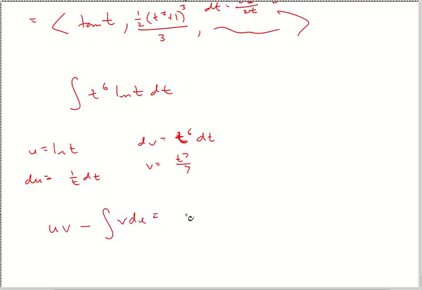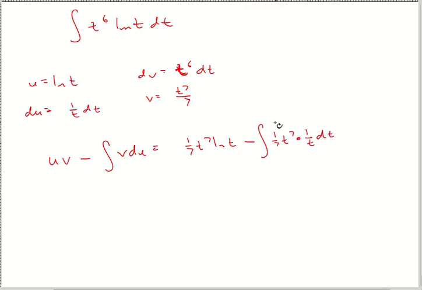And so that should be my answer here. Here we go. I got 1/7 t to the 7th ln t minus integral of 1/7 t to the 7th times 1 over t dt. What happens is that 1/7 can come to the front. These t's cancel just a tiny bit. Go ahead and rewrite it a little bit. This is t to the 6th now. And then I can integrate that guy.